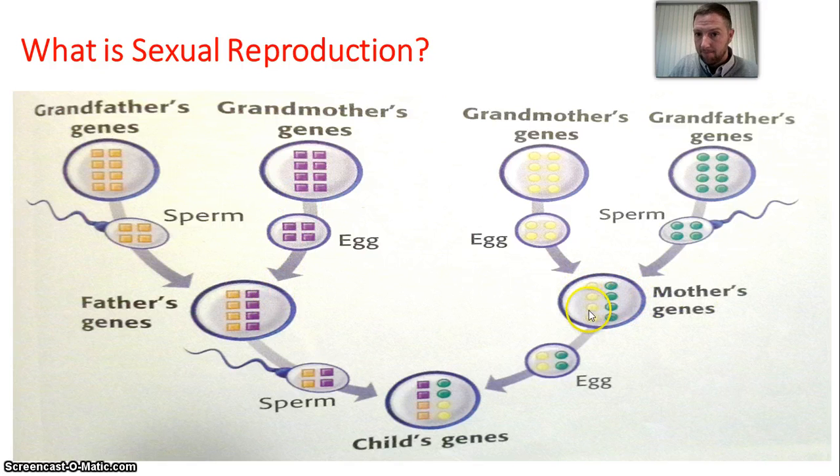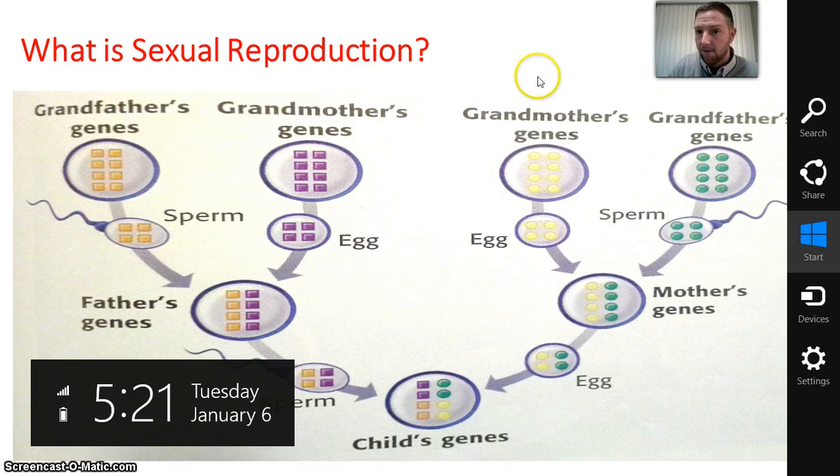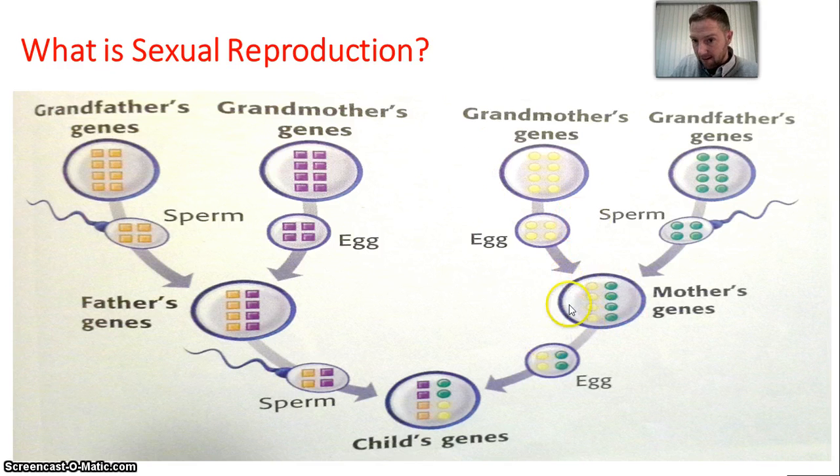Same is true for your mom, okay? Her mom had 8 genes, her dad had 8 genes. They each gave 4, or half, of their DNA, and that resulted in the mom. The mom still has 8 genes, just like her mom did, just like her dad did, but she's half of her mom, half of her dad.